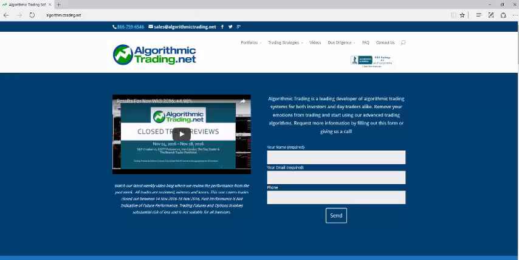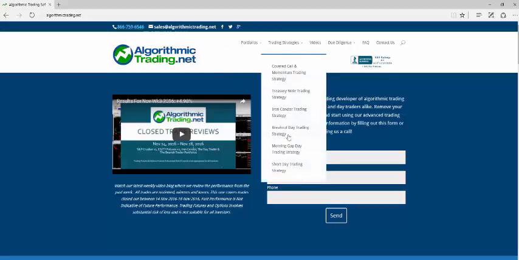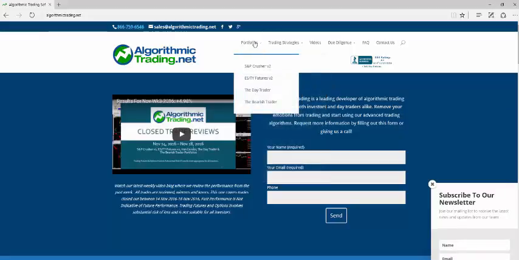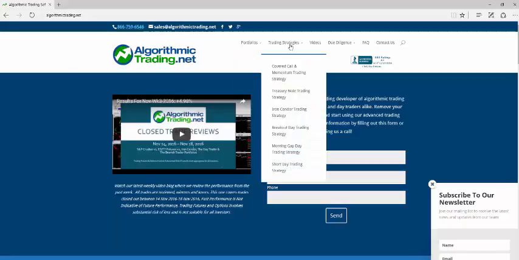All right, so what I've done is I've pulled up a browser with our website here, and what I want to do is show you how to find more detailed information on this strategy. So all you do is you go to trading strategies. So again, the portfolios are the collection of different trading strategies. The trading strategies are the kind of individual strategies that are traded within the portfolios.